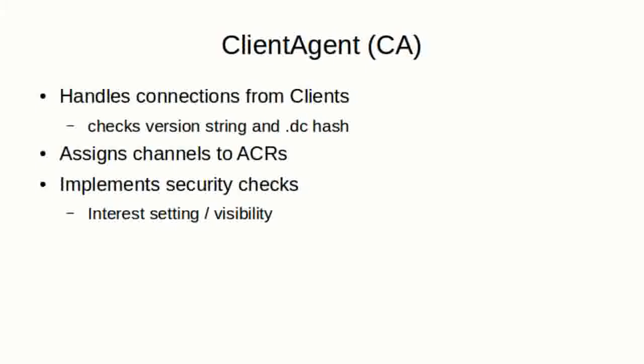The ClientAgent then sets a channel for the client and will run security checks to ensure that the client can take no action that exceeds the privileges assigned to it in the DC file. That includes whether the client may set interests and whether it even gets informed about interests set in its name.